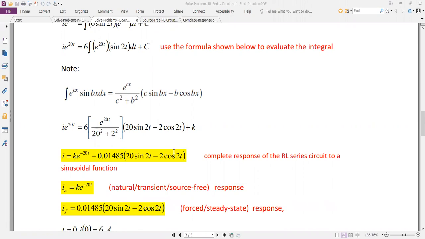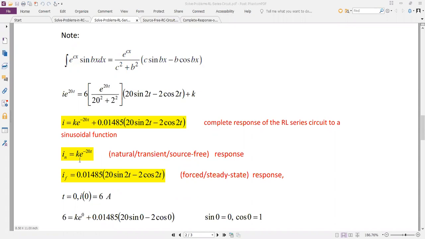We call this equation the complete response of the RL circuit, just like I showed you the complete response of the RC circuit in the first file a while ago. Again, you can see that you have two terms here. One is exponential and the other is trigonometric in form. The first one is the natural, transient or source-free response, and the second one is the forced or steady state response. So you have the exponential function appearing in the transient response, and the trigonometric function appearing in the steady state response.